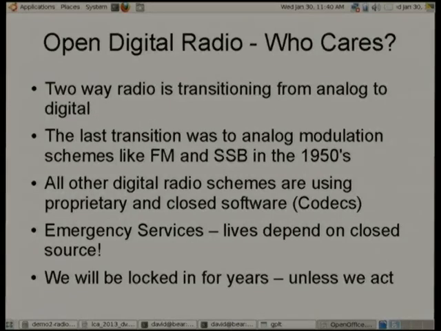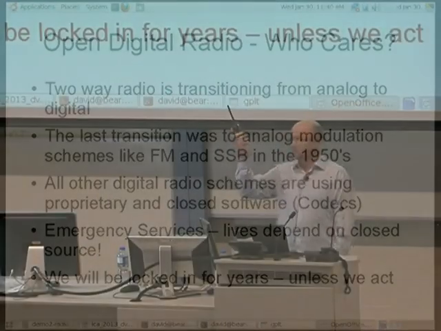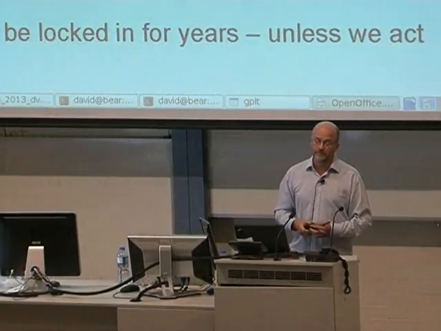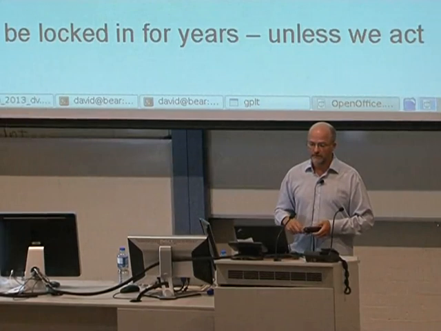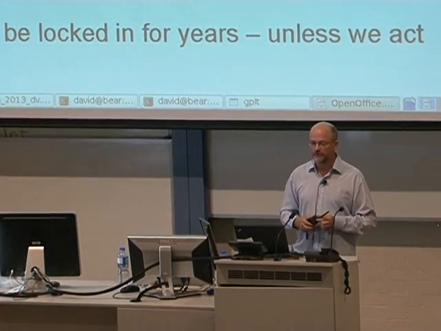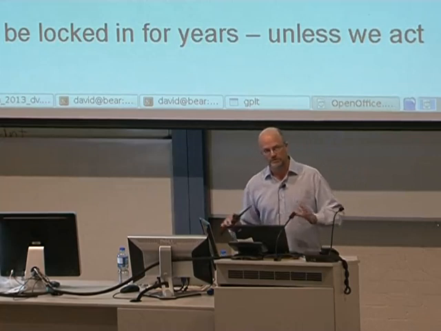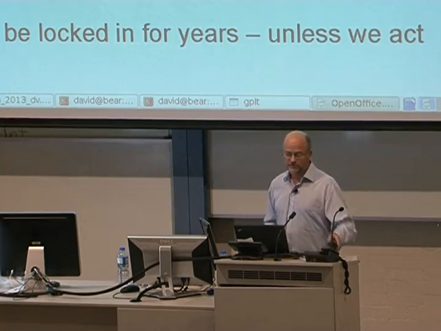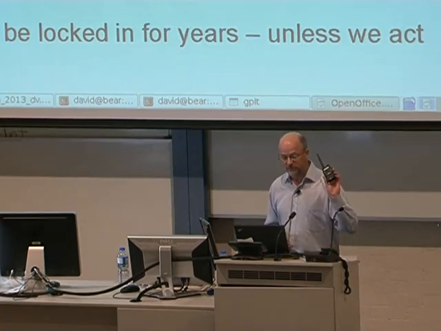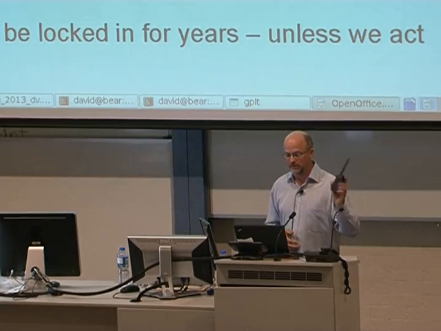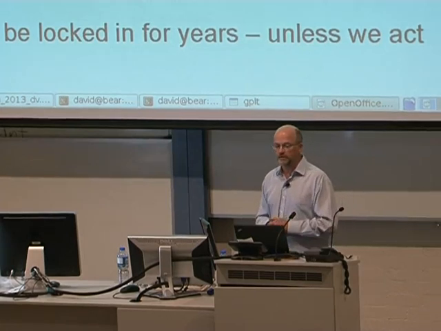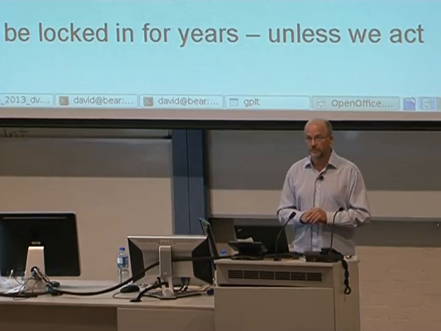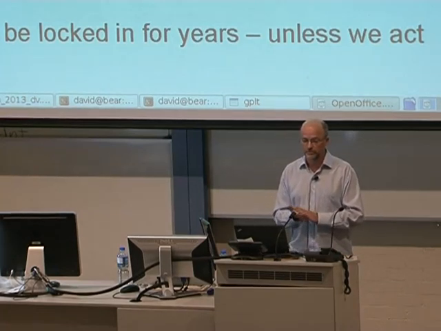Why do we care if digital radio is open source? What's happening out there is that these sort of systems, this is an FM analog radio that cost about $50, $60, they're transitioning from analog to digital. The last time this sort of technology changed was around 50 years ago. So it does last quite a while. Once you set up a standard, there's a lot of pressure to maintain and continue with that. So the last transition was when we moved to schemes like frequency modulation, FM, and single sideband, SSB, about 50 years ago. All the other digital radio schemes out there are using proprietary and closed software. In particular, the codecs tend to be closed source.